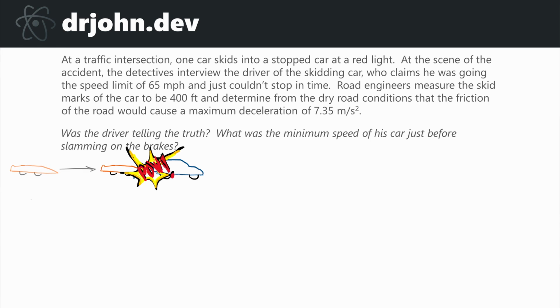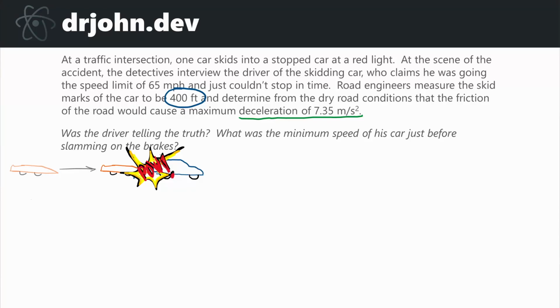The driver of the moving car claims he was traveling at the speed limit of 65 miles per hour and just couldn't stop in time. The skid marks of his car are measured to be 400 feet, and the road conditions are determined to cause a max deceleration of 7.35 meters per second squared. The question asks, was the driver telling the truth? What was the minimum speed of his car just before slamming on the brakes?